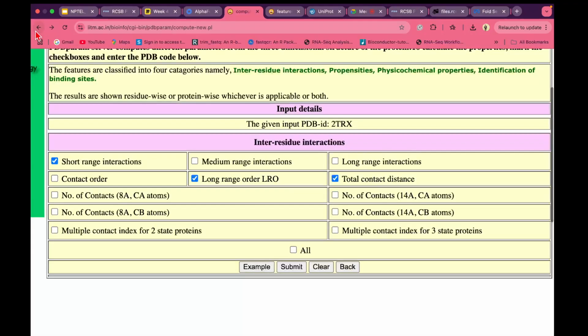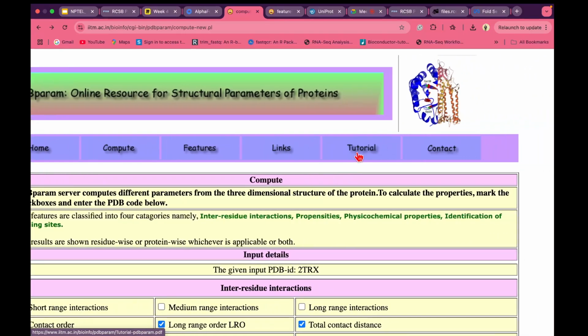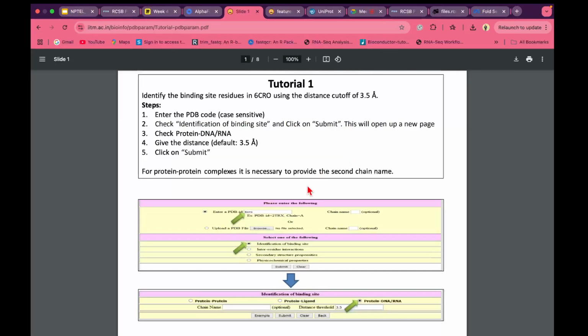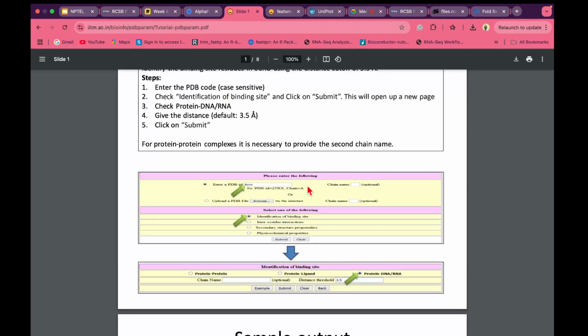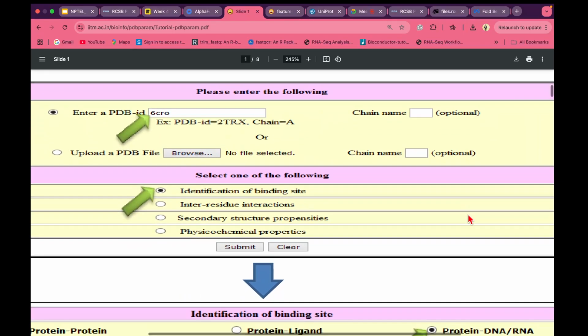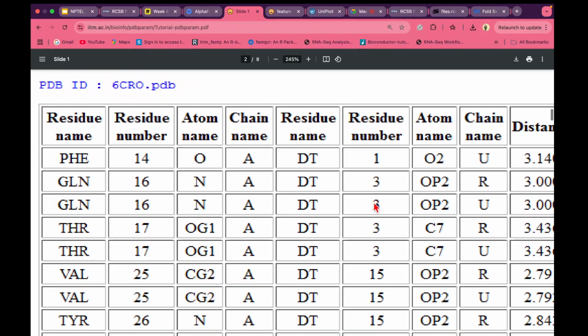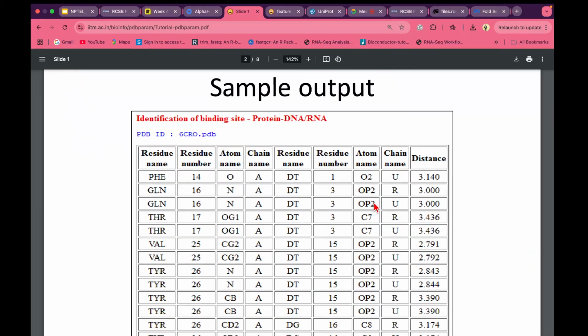this page has some issues with the result, but to access PDBparam, a detailed tutorial has been prepared. So this tutorial will help you understand how to provide input to the PDBparam, what the options to select are, and then how a sample output looks. The sample output is also planned as a tabular output that follows the PDB format.